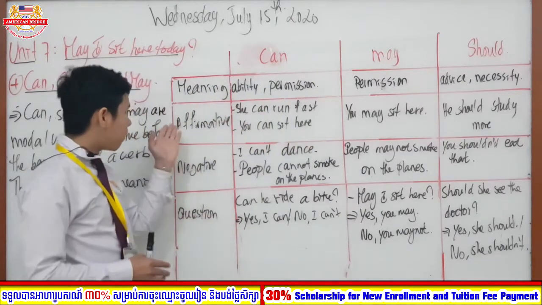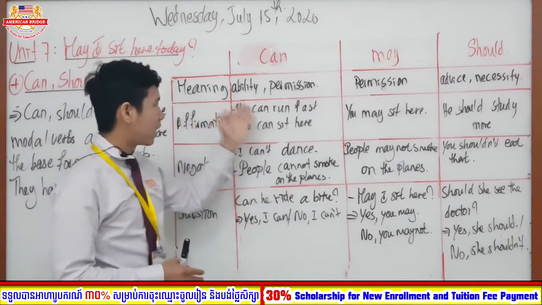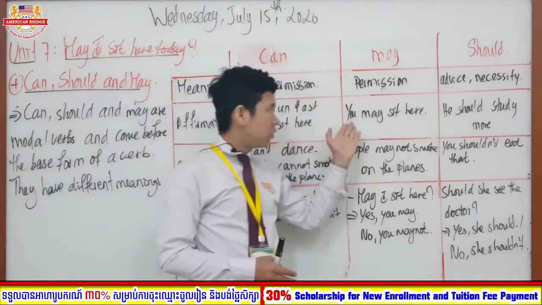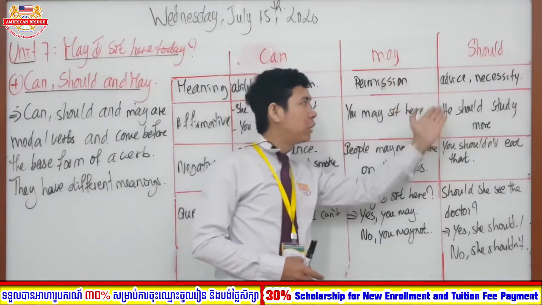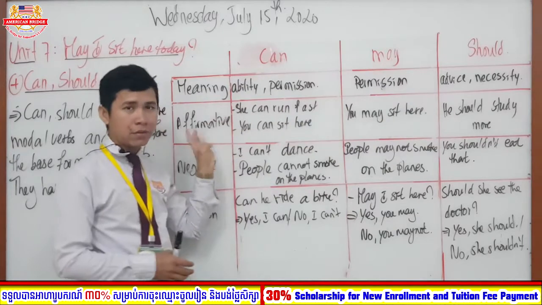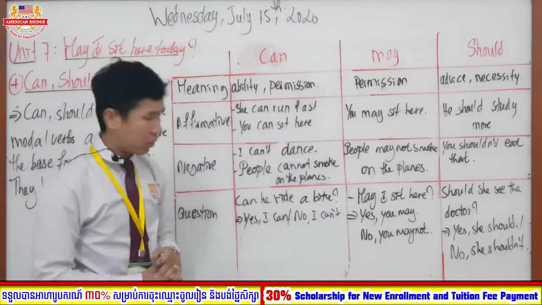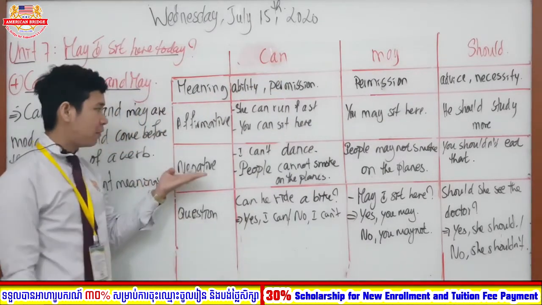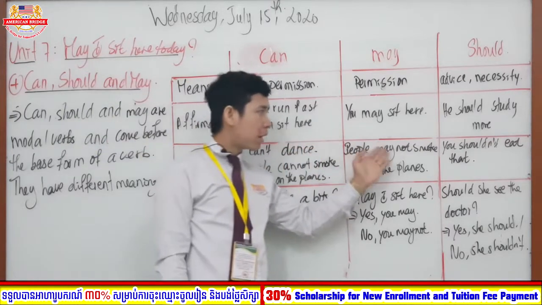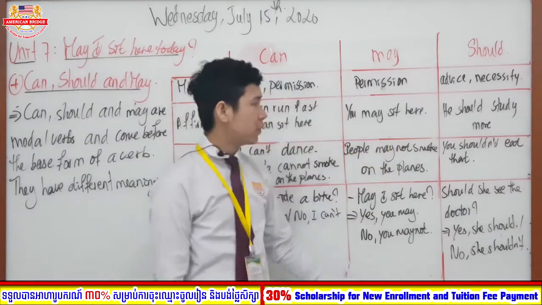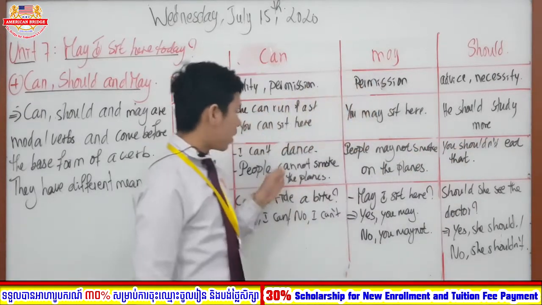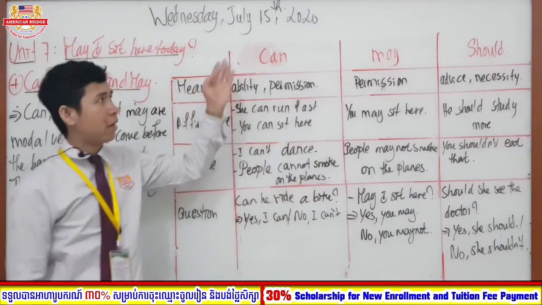So the form we have is affirmative. Example: she can run, you can sit here. Okay, may: you may sit here. Should: he should study more. Okay, so this is the affirmative form of can, may, and should. Let's move to negative: I can't dance, people may not smoke on the planes, you shouldn't eat that. Okay, so this is the negative form of can, may, and should.